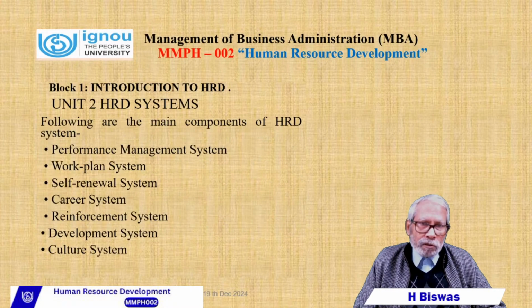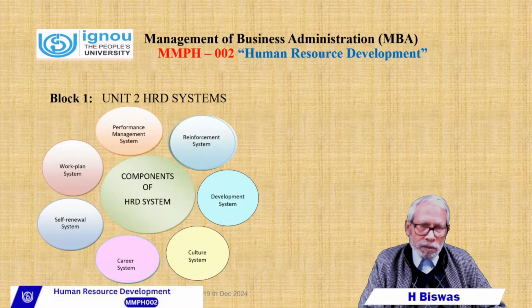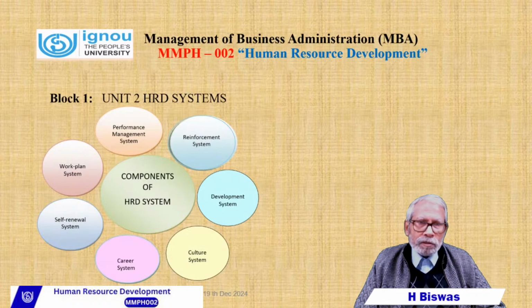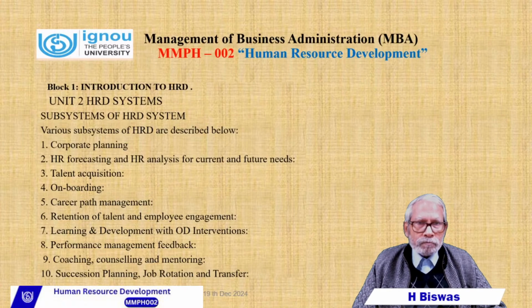Some of the components are the performance management component, then work plan, self-renewal systems, career systems, reinforcement development, and cultural systems. All are components of the HRD systems. Now here are some figures. What are the components of the HRD systems? Now there are subsystems, such as corporate planning. These are all subsystems of HRD.